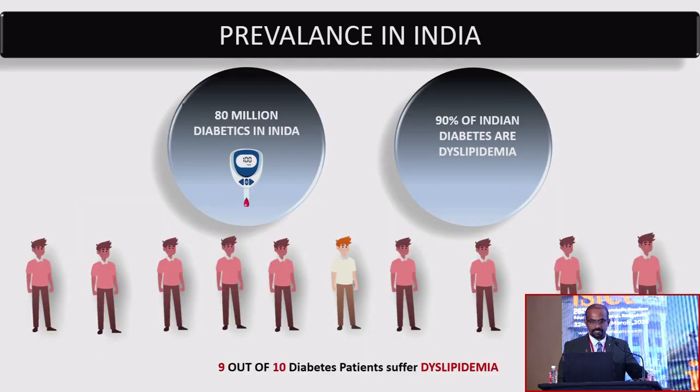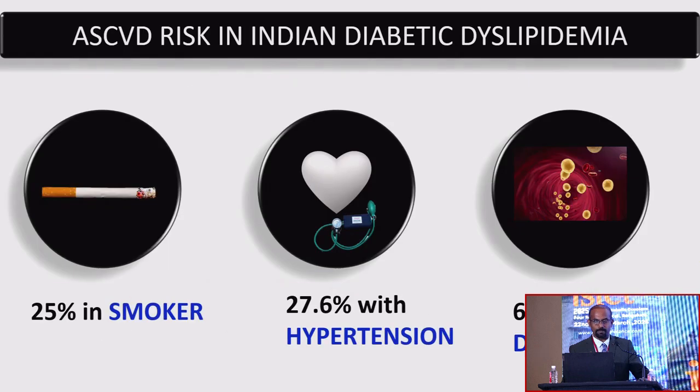This is the prevalence in India: about 80 million people, and the number is going up every second, and 90% of Indian diabetes patients have dyslipidemia. That is a problem. Nine out of 10 diabetes patients suffer from dyslipidemia. If we take account of the people sitting here, I pray it should be less than 30%, but we know more than 70% of us have some kind of dyslipidemia.